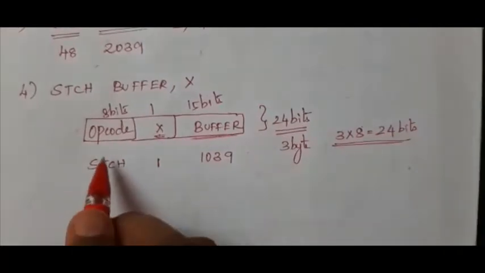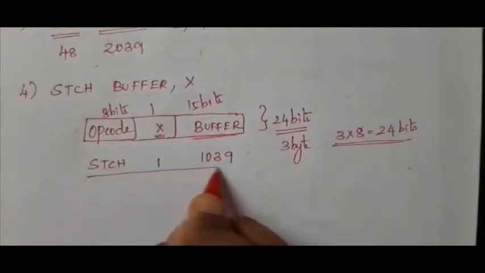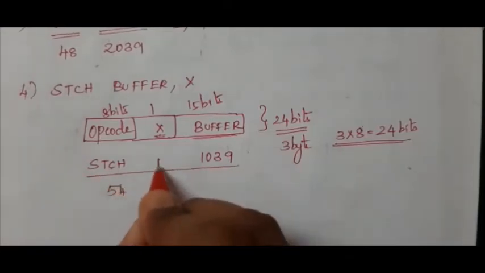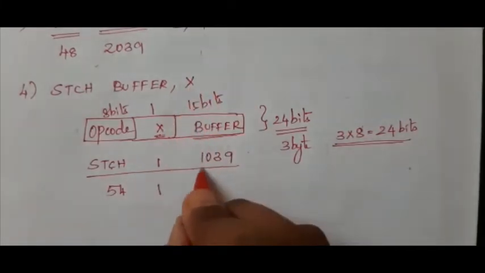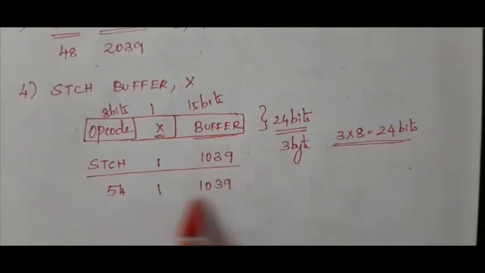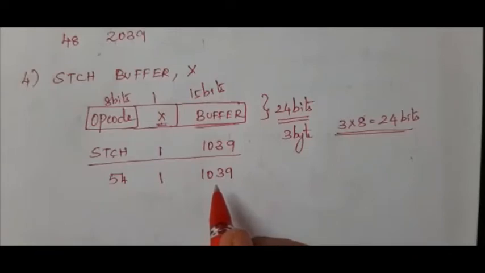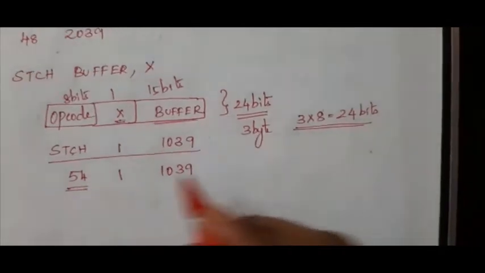Okay, so this is in what format? Hexadecimal format. The value of STCH is 54. Since it is an indexed addressing mode, we are going to set 1, and the buffer address is 1039. So shall we convert it? Since it is in hexadecimal format, we are going to convert it into binary format. So how do we convert this? We'll convert this 54 in an 8421 format.